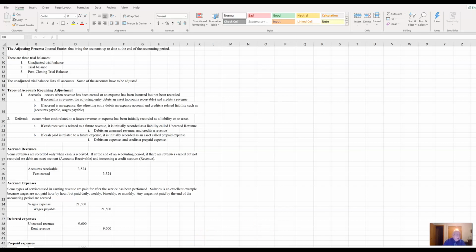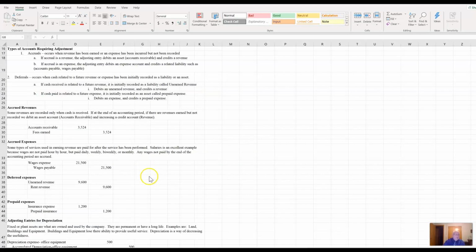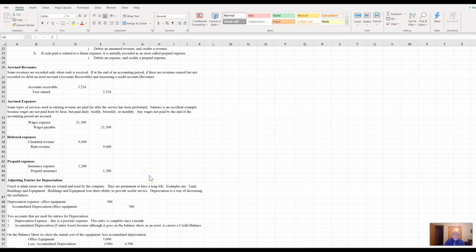Okay, accrued revenues. Here's an example of one. Some revenues are recorded only when the cash is received. At the end of the accounting period, if there are revenues earned but not yet recorded, like you did work for somebody, then you would debit accounts receivable and credit the fees earned account or some type of revenue account. The accrued expense, like I said, is wages. People have worked maybe 3 days and not been paid till Friday. So you have wages expense and wages payable.